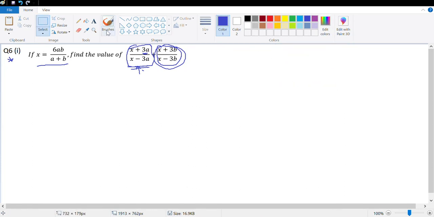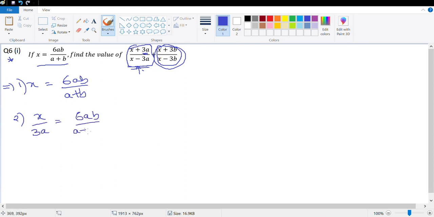So let's say x is equal to 6ab upon a plus b. Since I need 3a in the denominator, let's divide both sides by 3a. Yes, so this will be x upon 3a, which is equal to 6ab upon a plus b divided by 3a. A and a get cancelled, 3 1, 3 2. So this is x upon 3a is equal to 2b upon a plus b. I think we've got the first part, right? When I use the componendo and dividendo, this will give me the first part.